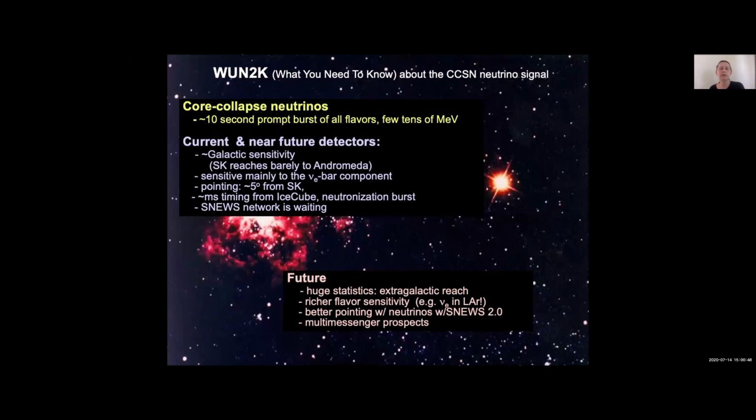Okay, so here's what you need to know. That's what I say at the end of my lectures, so the students will listen to my summary. The key points are: core collapse neutrinos, a 10-second prompt burst of all flavors in the few tens of MeV range. There's a range of current and near future detectors with galactic sensitivity, sensitive mainly to Nu bar, only one of the flavors. Pointing is maybe 5 degrees from Super K, with good timing from IceCube. The SNEWS network is waiting. In the future, we will have much bigger statistics, much richer flavor sensitivity, better pointing, and multi-messenger prospects. So I will stop there.